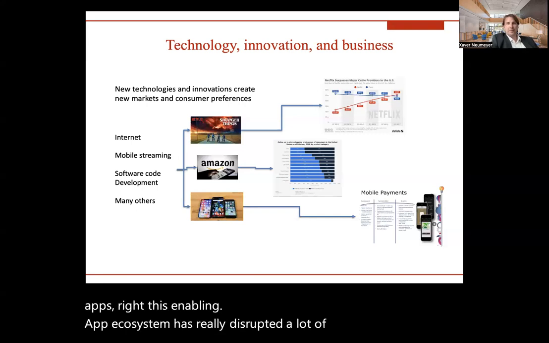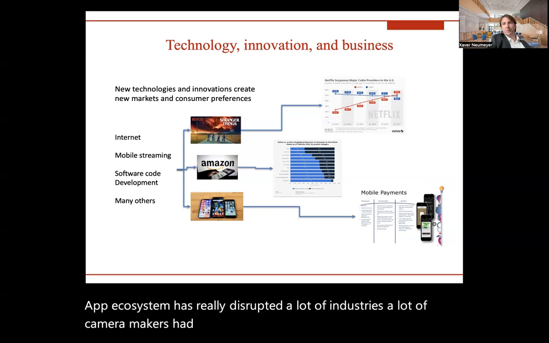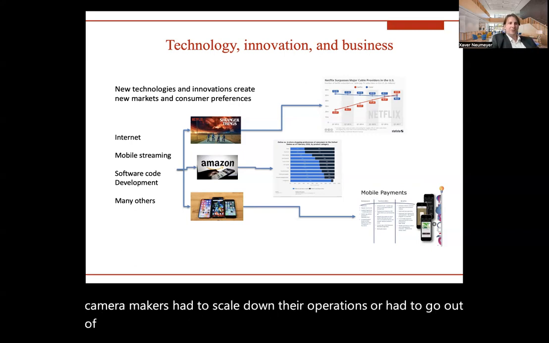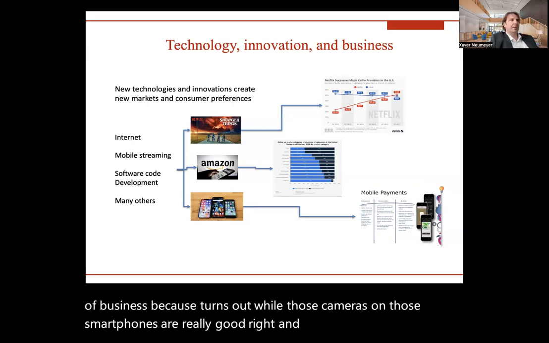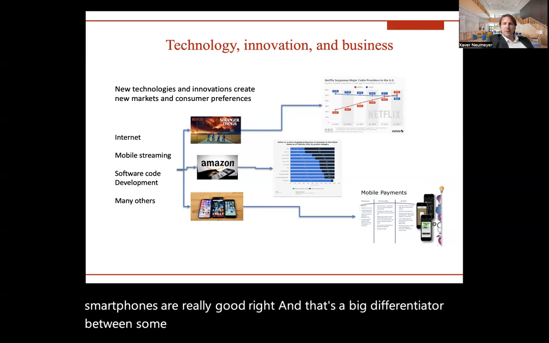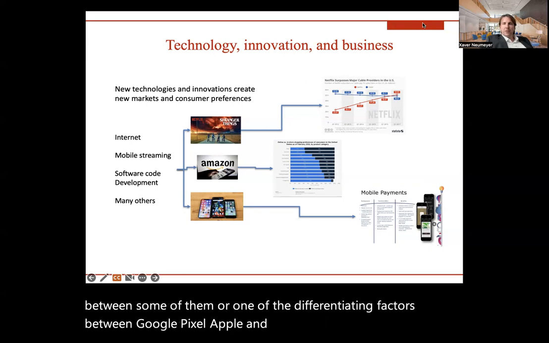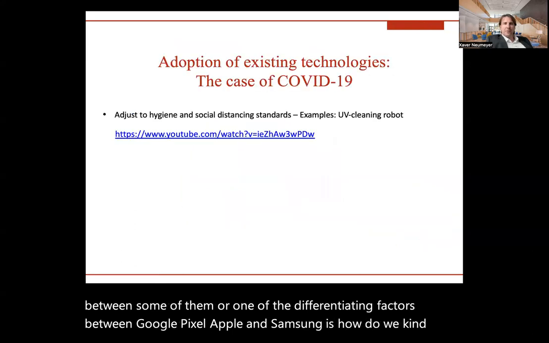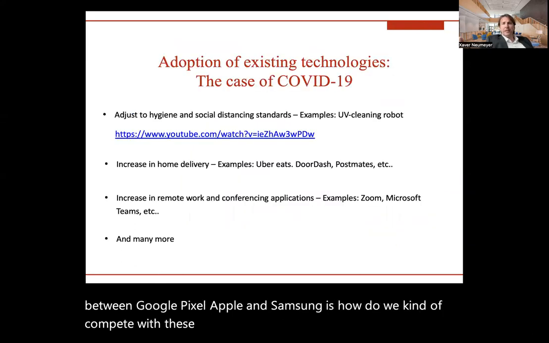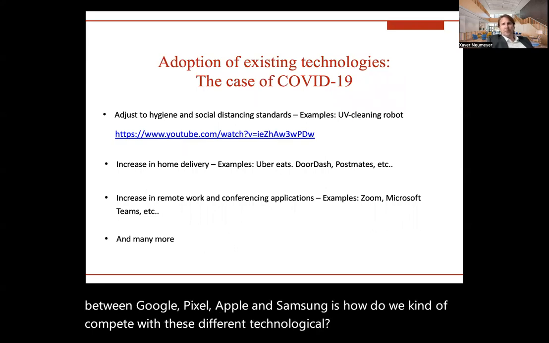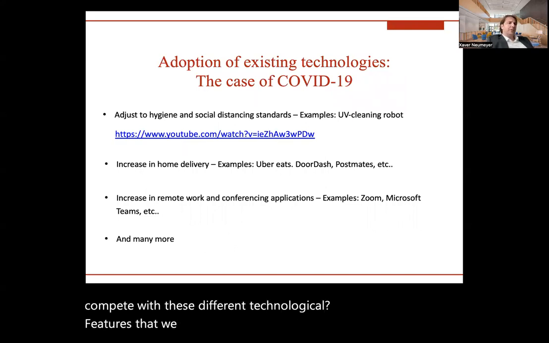A lot of camera makers had to scale down their operations or go out of business because it turns out those cameras on smartphones are really good, right? And that's a big differentiator, or one of the differentiating factors, between Google Pixel, Apple, and Samsung: how do we compete with these different technological features that we offer? Obviously, we've all been through COVID-19 in the last 3 years.